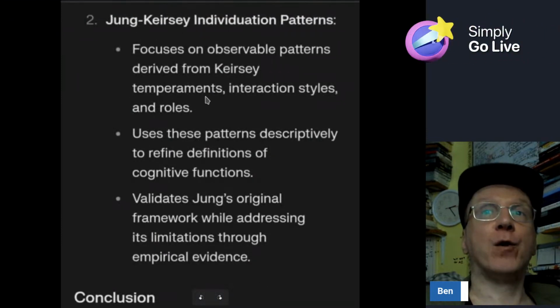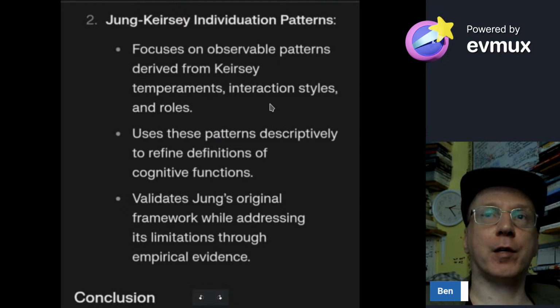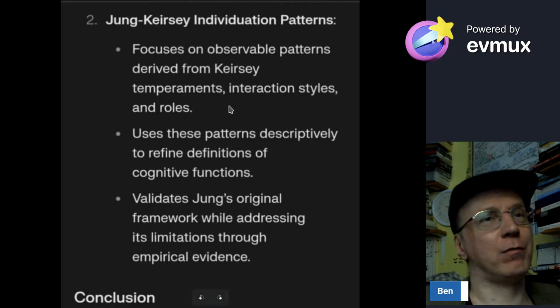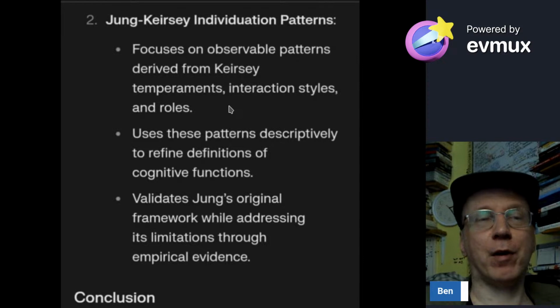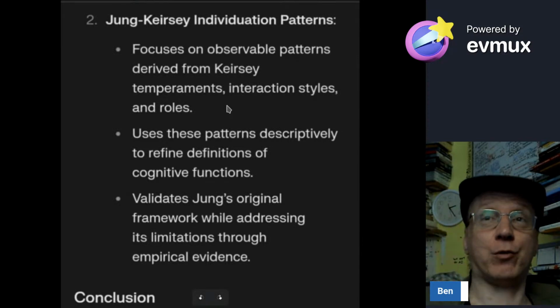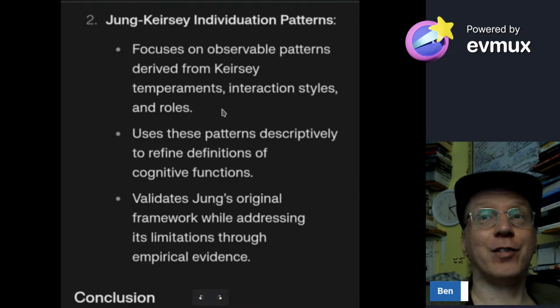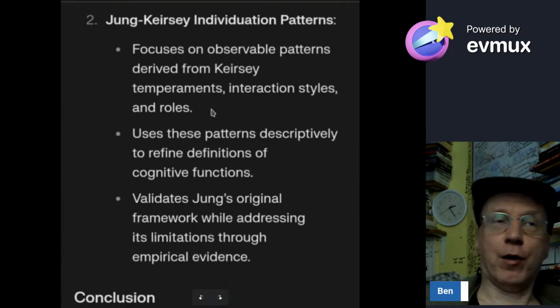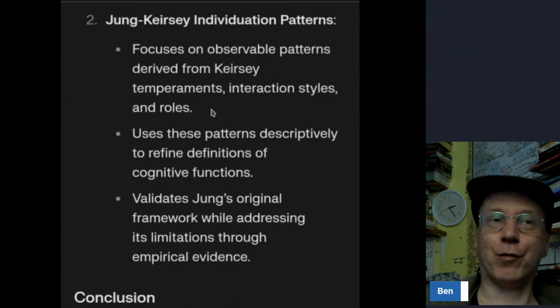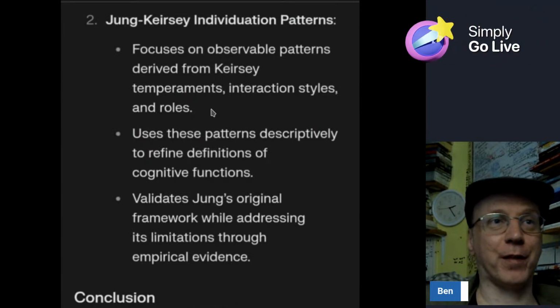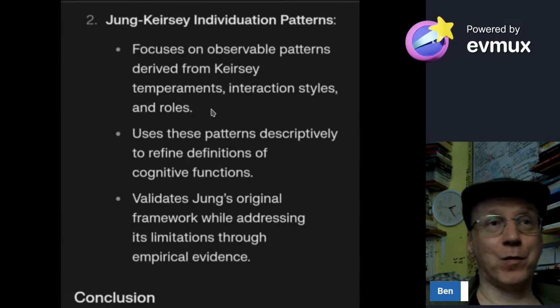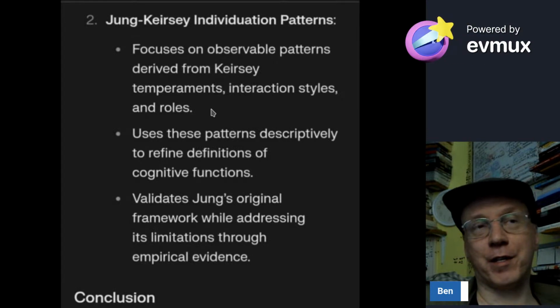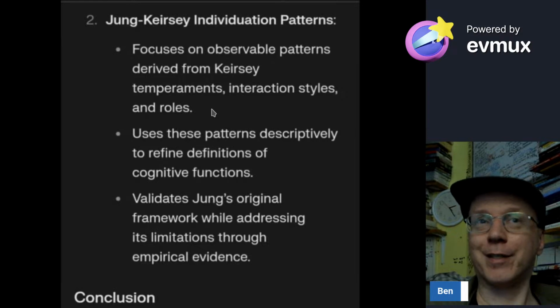Ian-Kersey individuation patterns. Focuses on observable patterns derived from Kersey temperaments, interaction styles, roles. Also, not just observable, unless people are lip readers, you can hear words who talk. So observable is going to be visual. I am pedantic. Uses these patterns descriptively to refine definitions of cognitive functions. Now, this makes Kersey look too behaviorist. But remember, half of Kersey is all the motivation stuff, all the trust, yearn, seek, prize, and all of that. Yeah, all the core self-image. There's loads of motivation stuff in Kersey that people ignore because they're not with the books.